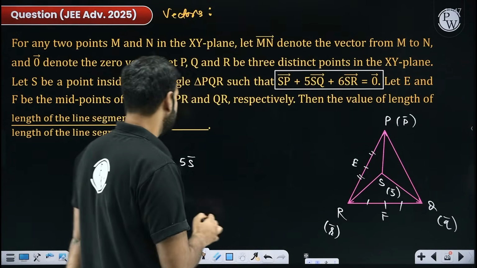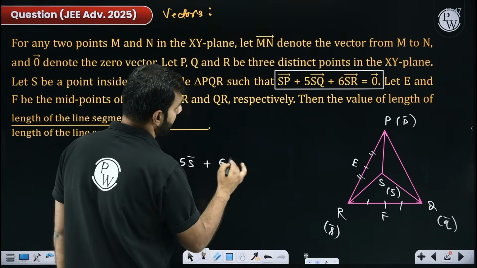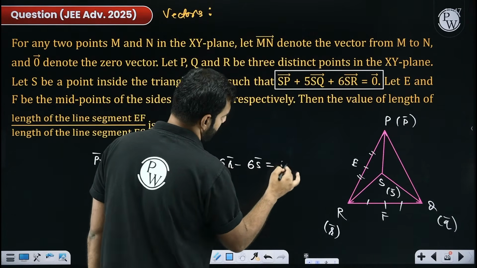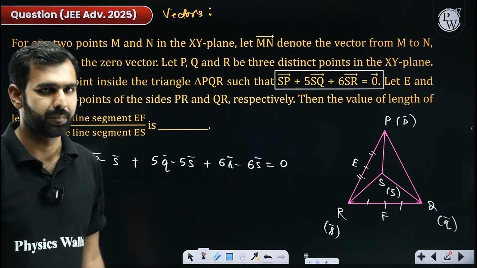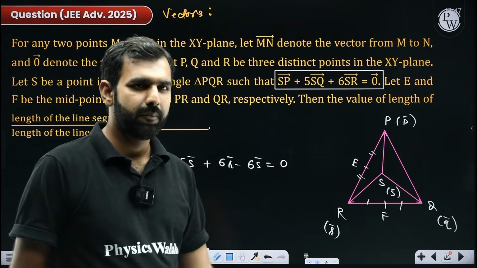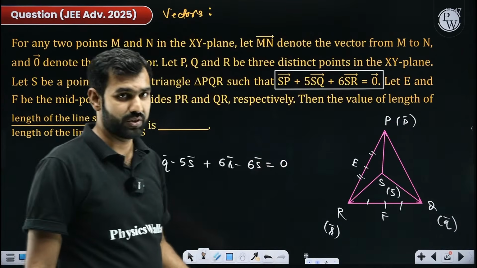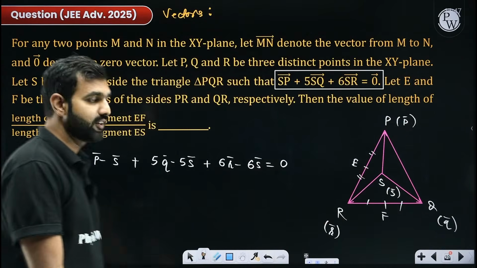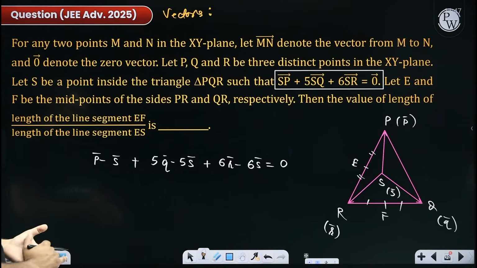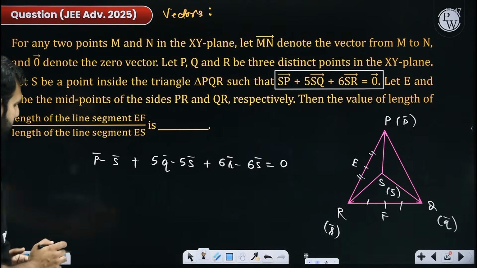6 times SR, so that will be 6 times vector R minus 6 times vector S is equal to 0. Triangle formula can be applied where manipulation. I think before that, Aman, let's utilize this information. I think we don't have to go towards the triangle formula. With this, if I now start rearranging this, let me look at this.